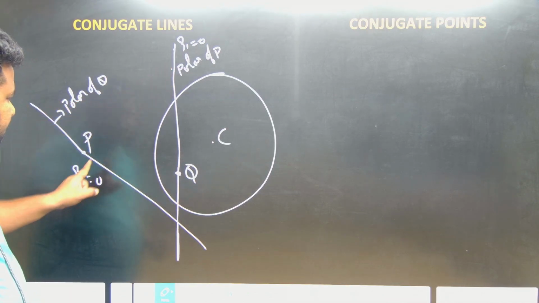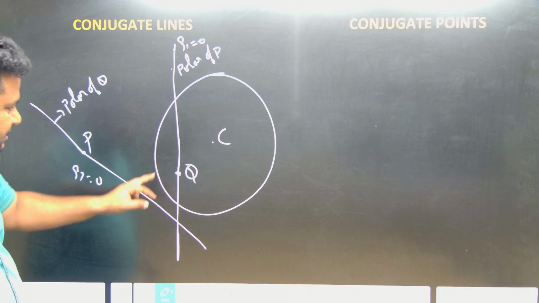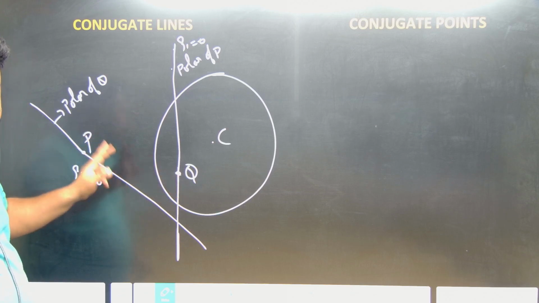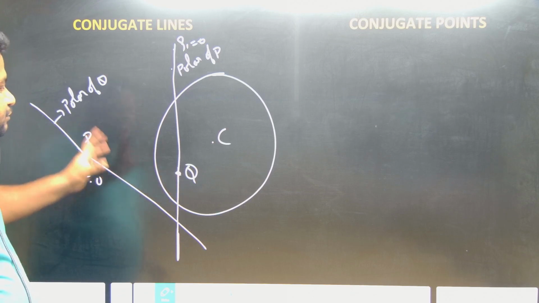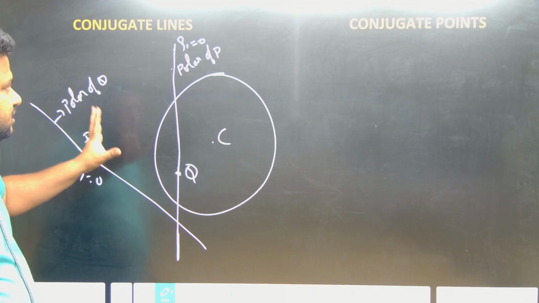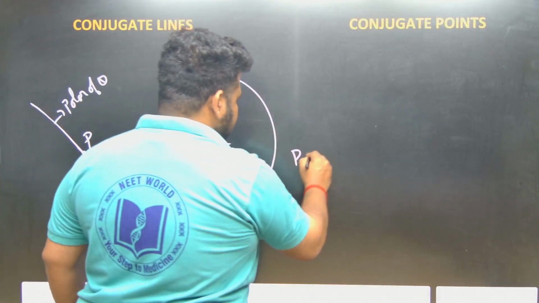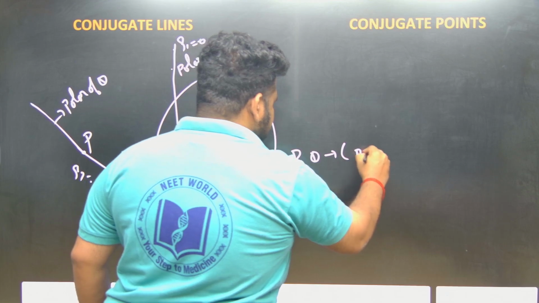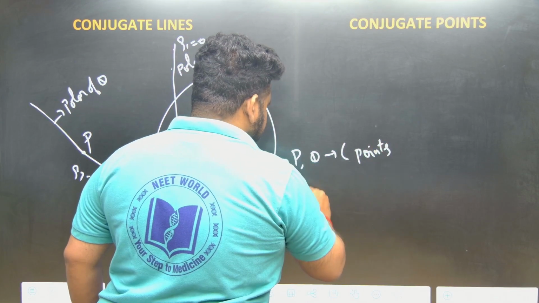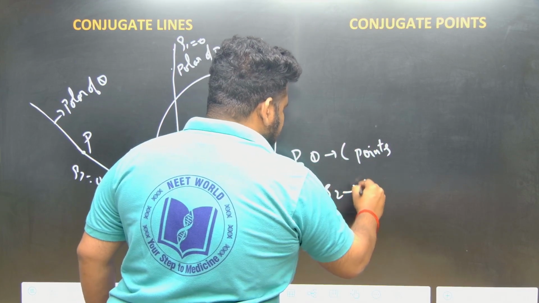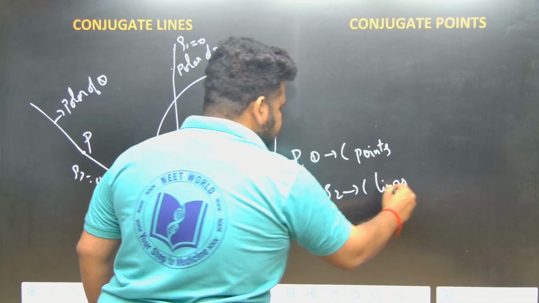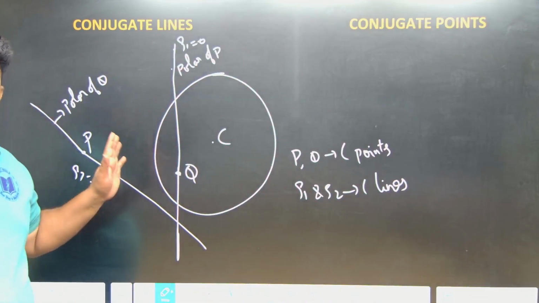S1 and S2 are what? Conjugate lines. And the points Q and P, they are called conjugate points. Clear friends? This one definitely you must know. So P and Q are conjugate points, and S1 and S2 are conjugate lines. Clear friends? So that's all when it comes to the concept of circles.